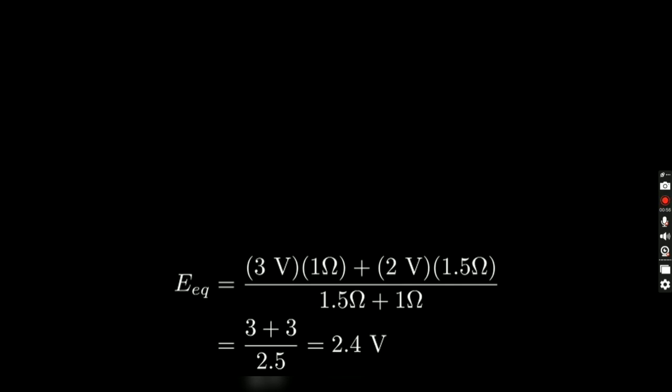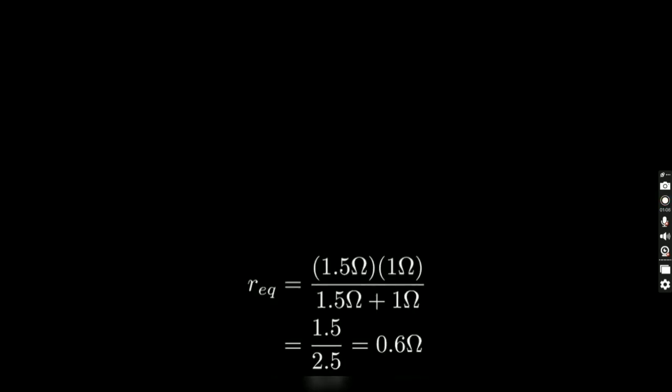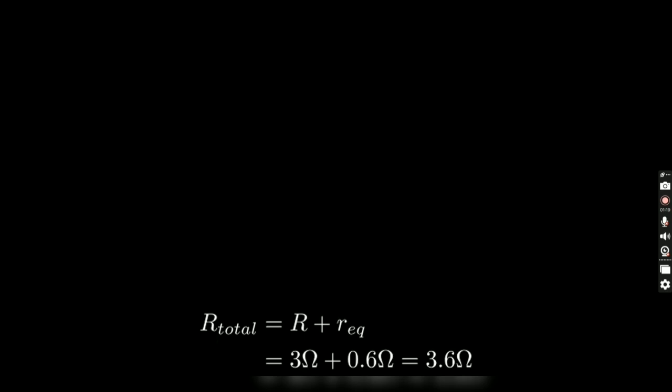Next, we need to find the equivalent internal resistance. For cells in parallel, it's given by R1 times R2 divided by R1 plus R2. Plugging in our values, we get 1.5 times 1 divided by 2.5, which equals 0.6 ohms. Now we can find the total resistance by adding the external resistance to our equivalent internal resistance. That's 3 ohms plus 0.6 ohms, giving us 3.6 ohms total.